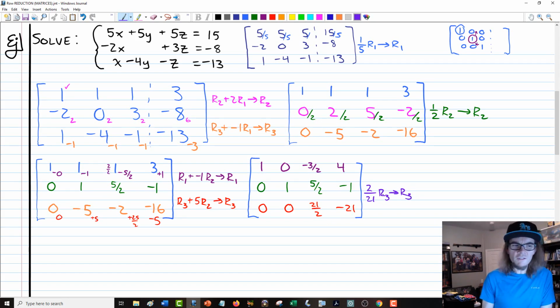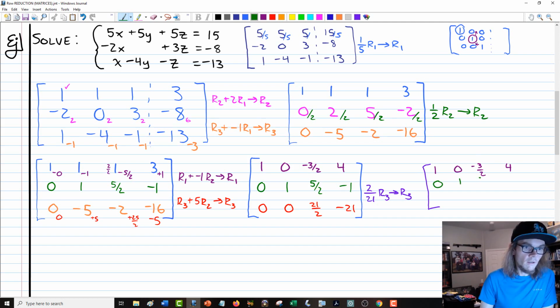And the good news there is it's actually going to work out really nicely, I think. I don't think we're going to have too much of a problem with this. So in doing so, of course, my first row and second row will stay the same. 1, 0, -3/2, and 4. And then that second row, which is 0, 1, 5/2, and -1. Down below on the bottom row, when I multiply by 2/21, we'll of course have 0, 0, 1.